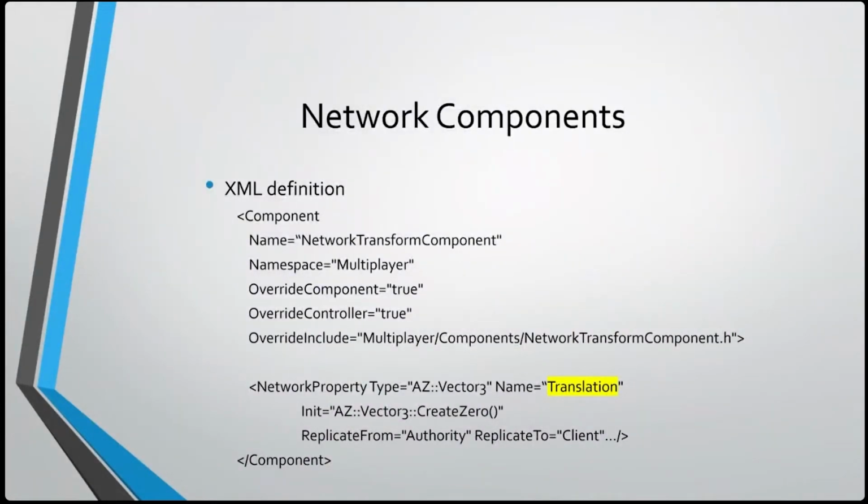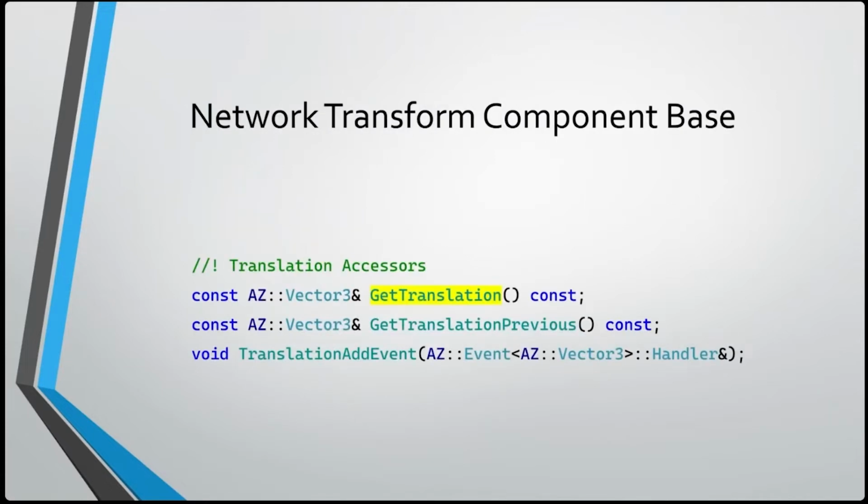So what are you going to get from this XML into code-generated code? In the build folder, you're going to get, in this case, the network transform component base .h and .cpp. And so these four lines, for example, are some of the generated code you would get. Since you provided a field name, Translation, it will create a getter and also a GetPrevious for the same value. Now, GetPrevious is going to help because oftentimes you want to be able to interpolate from the previous value to the current value. So we provide a history for that field.